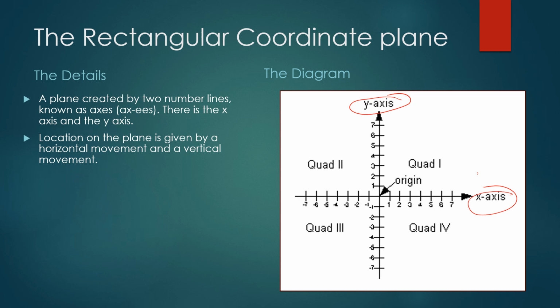Location on the plane is given by the horizontal and vertical movement. So if I ever want to find a location, I have to move along the x-axis first and then the y-axis. We always start at the origin, which is considered the ordered pair 0, 0. This means we have no horizontal movement and no vertical movement, and it is essentially here.